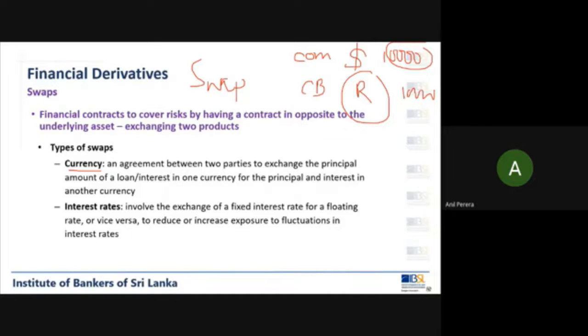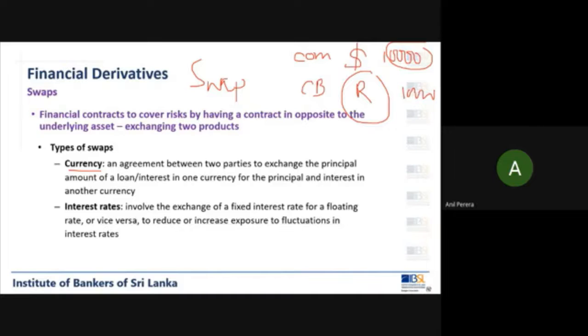So there you agree on the exchange rate. So in the future, this transaction will be reversed and the 10,000 will be given to the commercial bank again. And the exchange rate will be basically the agreed exchange rate on that date. So what will happen? The exchange loss or any variations of the exchange have been minimized by the commercial bank by swapping with the central bank.